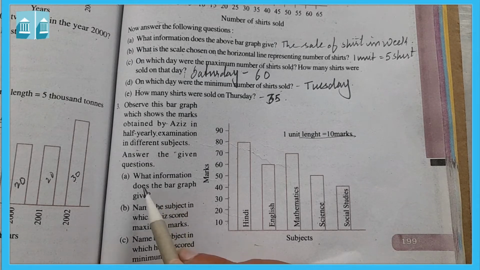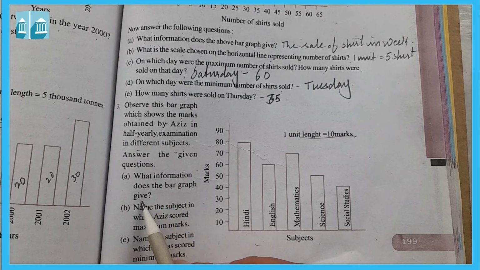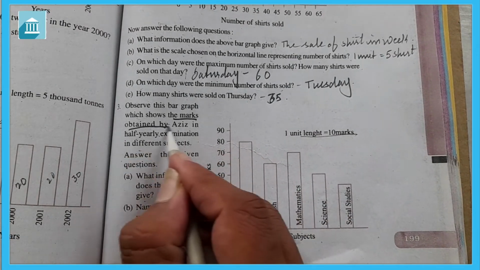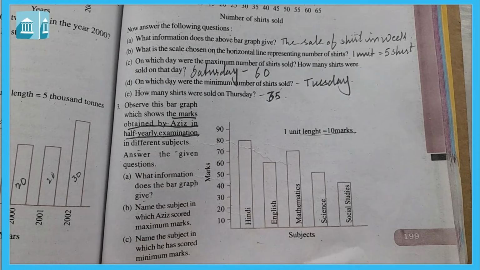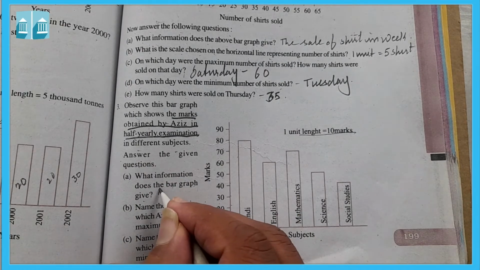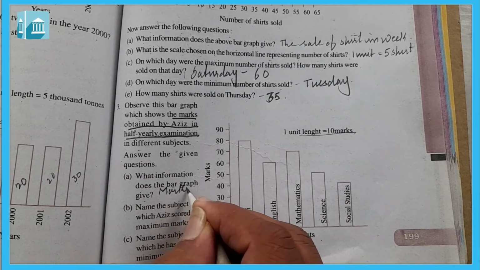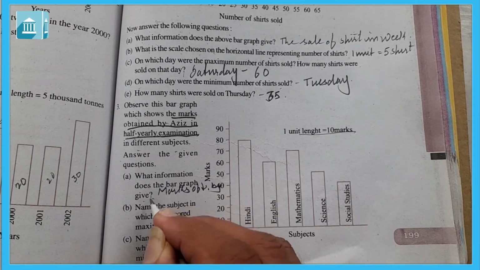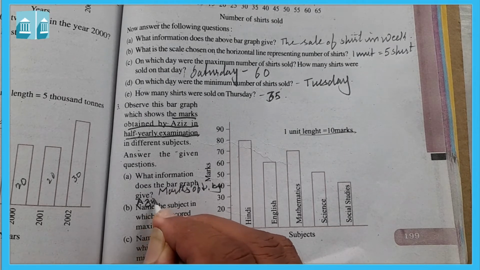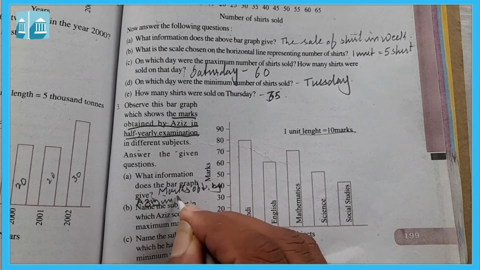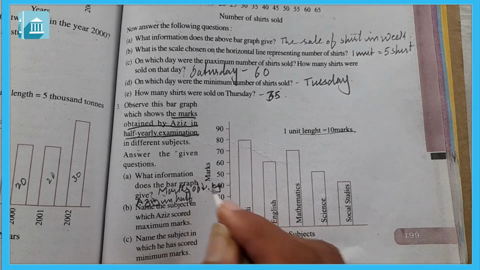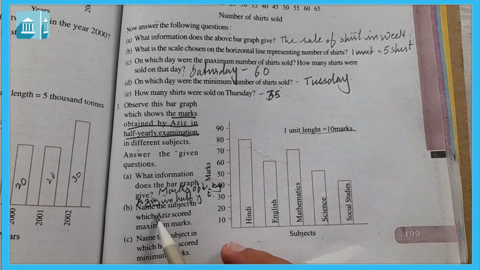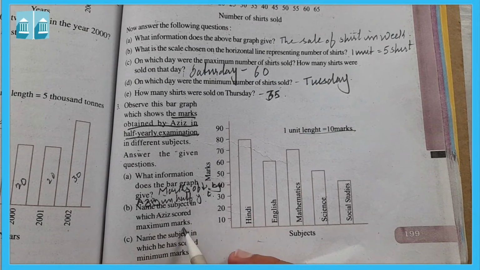First is, what information does the bar graph give? It is again written here, the marks obtained by Aziz in the half yearly examination. We can write here, marks obtained by Aziz in the half yearly exam. Next, name the subject in which Aziz scored the maximum marks.